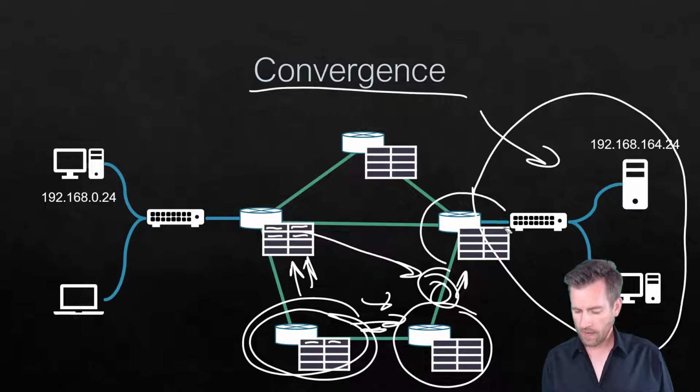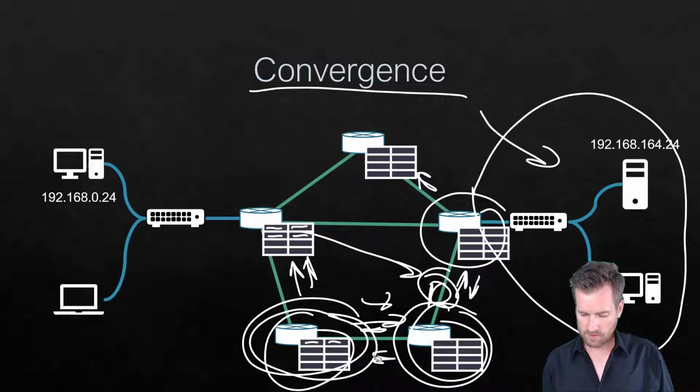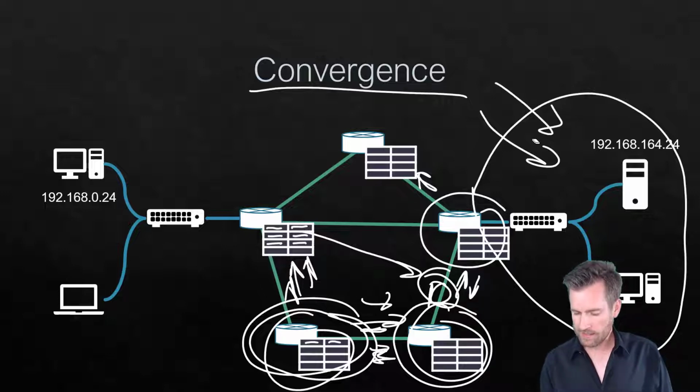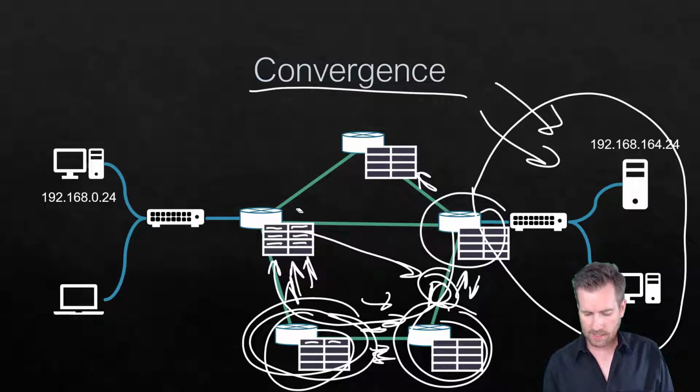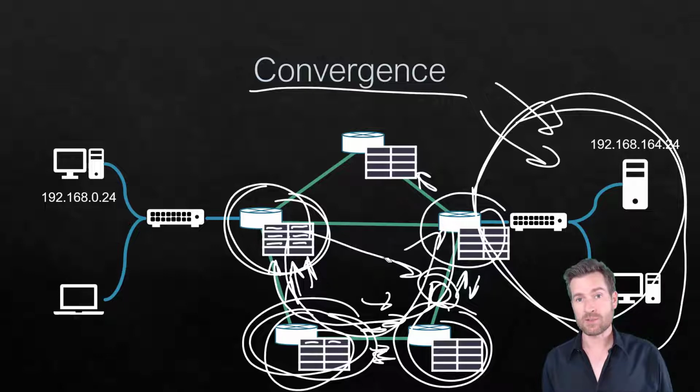And then this router sends out information in both directions, and this router sends out information in both directions, and this router sends out information in both directions. And then finally the route to this network gets passed on to this router, and this router understands that this network can be found in this direction.